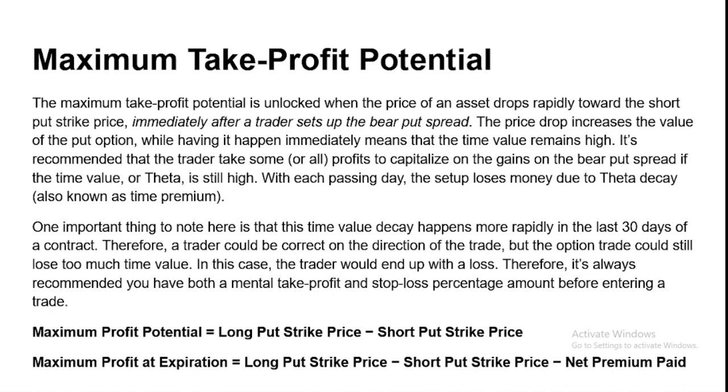With each passing day, the setup loses money due to theta decay, also known as time premium. One important thing to note here is that this time value decay happens more rapidly in the last 30 days of a contract. Therefore, a trader can be correct on the direction of the trade, but the option trade will still lose too much time value. In this case, the trader will end up with a loss.